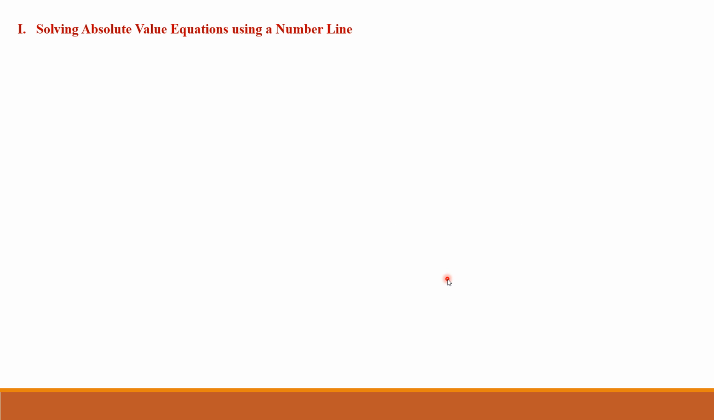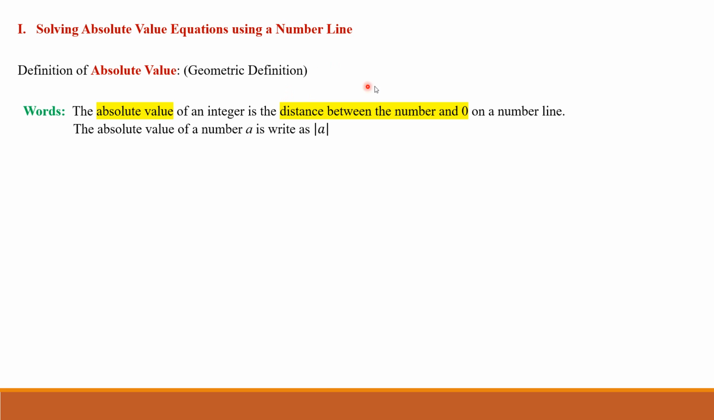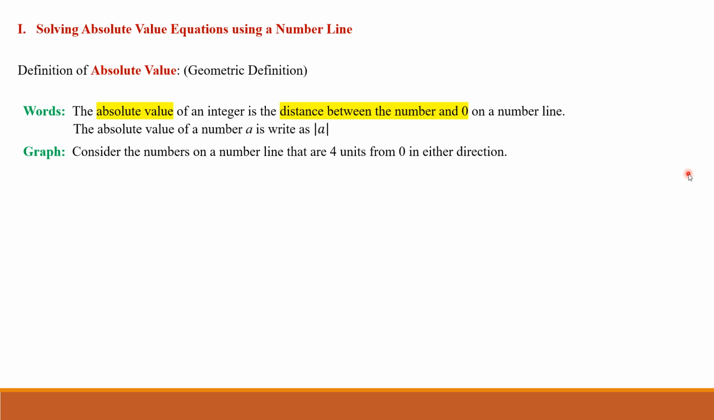So first of all, solving absolute value equations using a number line. The geometric definition of absolute value is: the absolute value of an integer is the distance between the number and 0 on a number line. The absolute value of a number a would be written with the absolute value bars around the a. When we consider the graph as a geometric definition, we want to consider the numbers on a number line that are 4 units from 0 in either direction as an example.